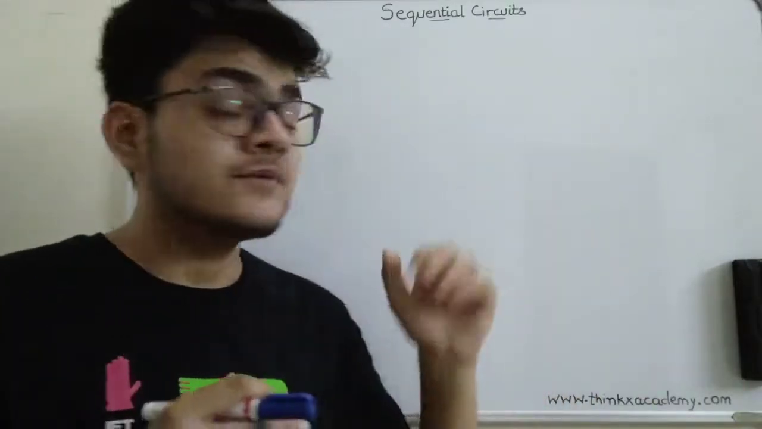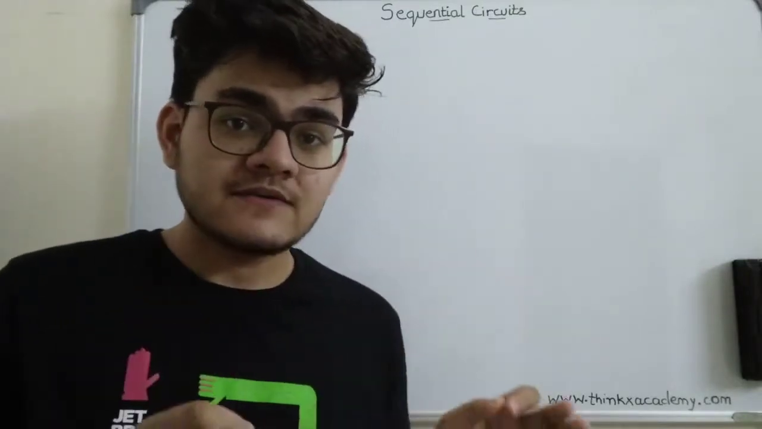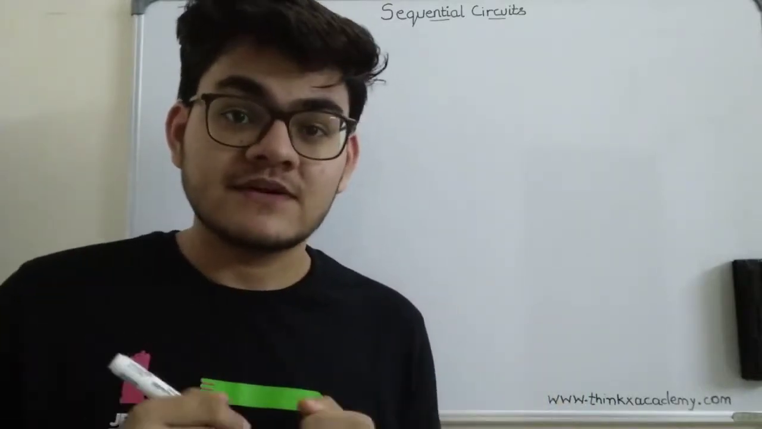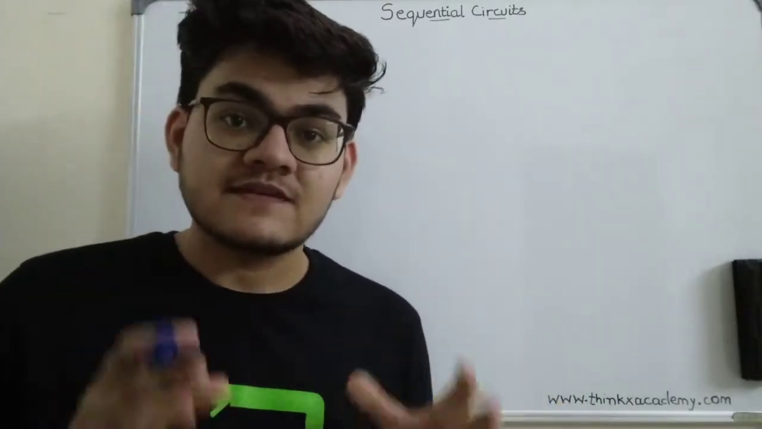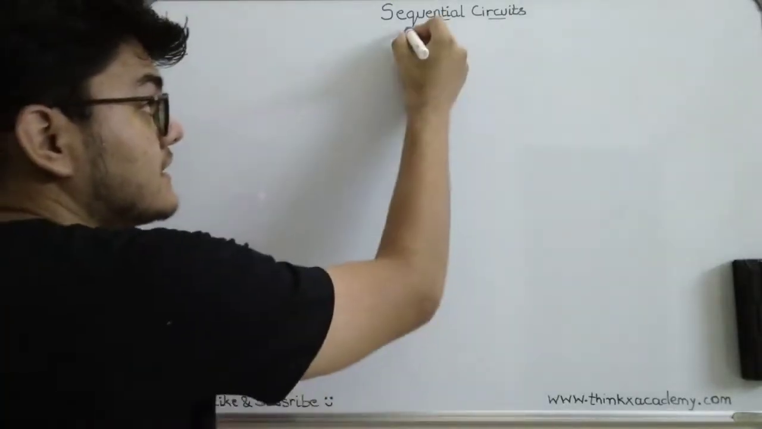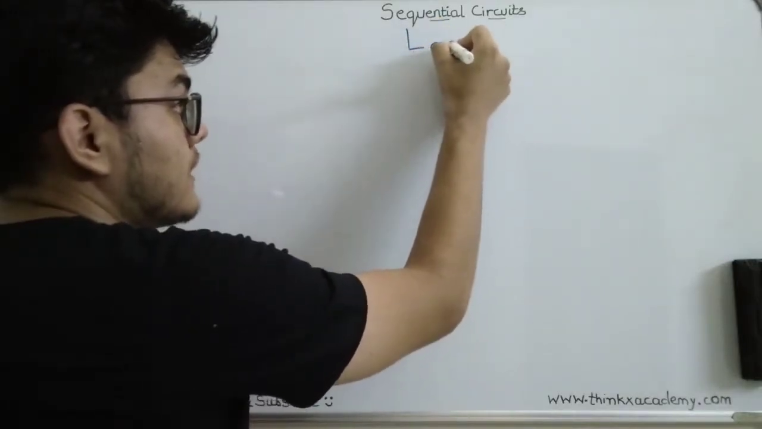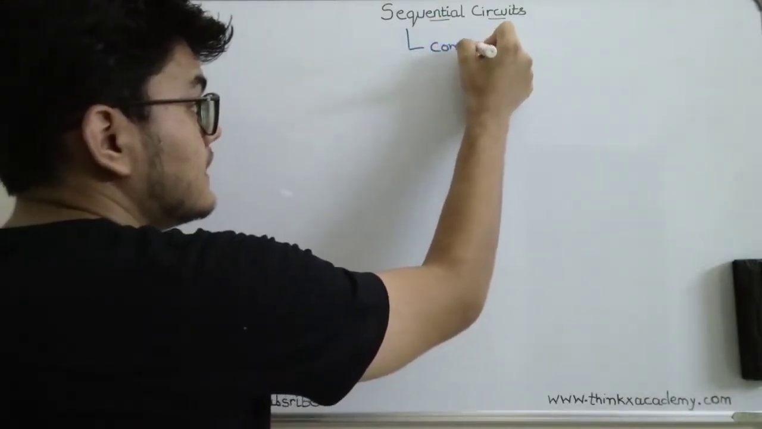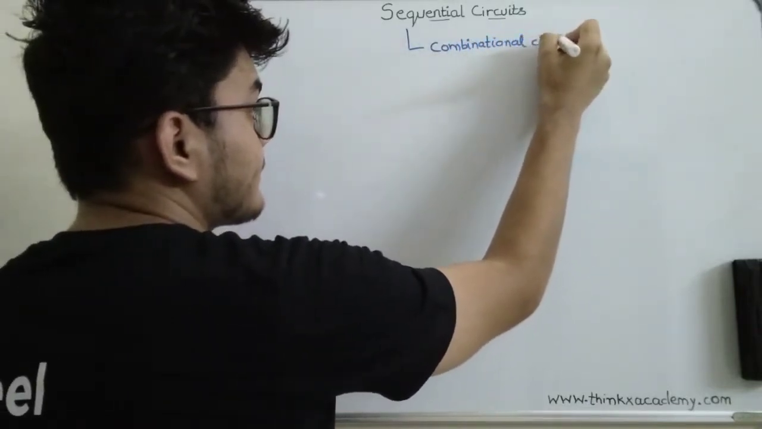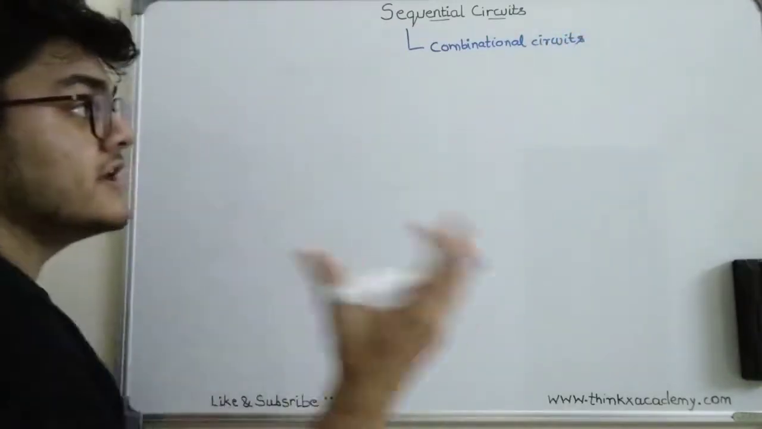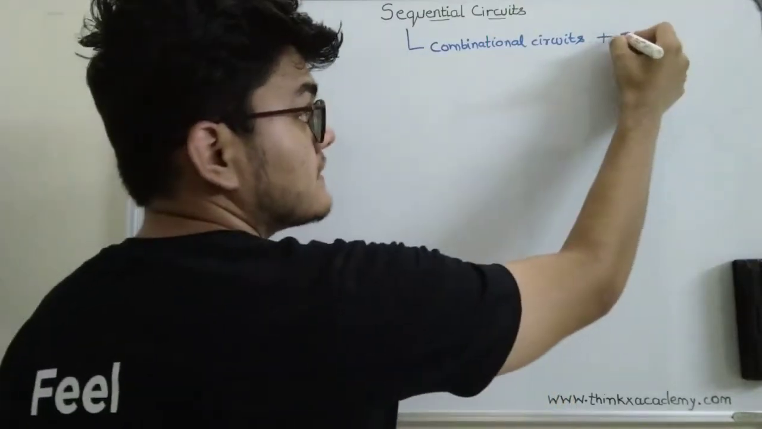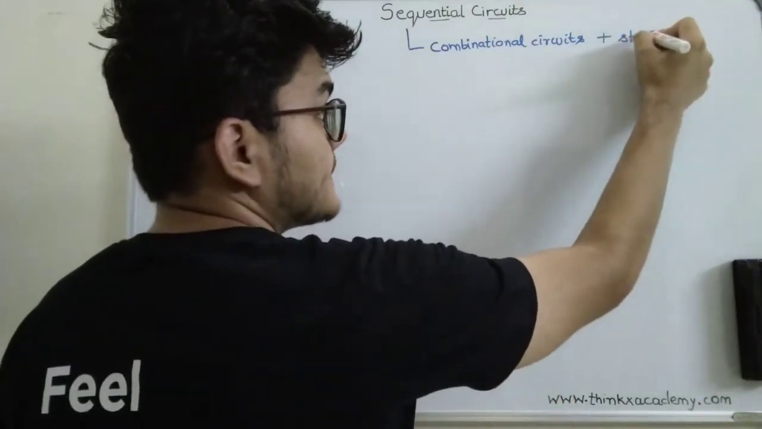So now we are going to move to the sequential circuits, which add a new functionality, or you can say an advancement over the combinational circuit. So let's see what this advancement is. The sequential circuit is basically a combination of the combinational circuits, and the enhancement is the storage element.